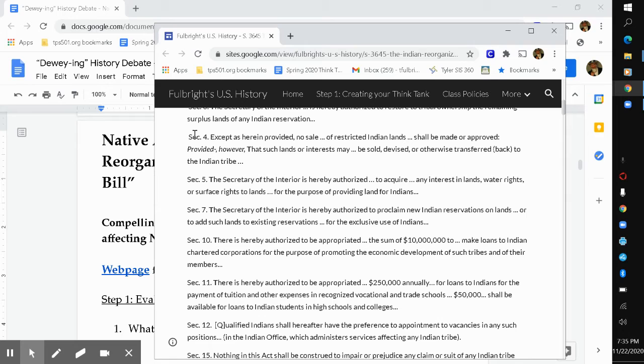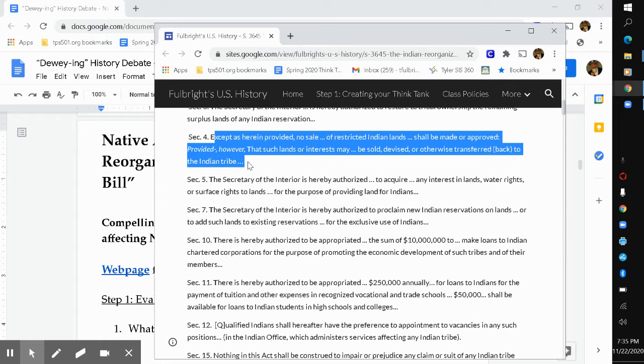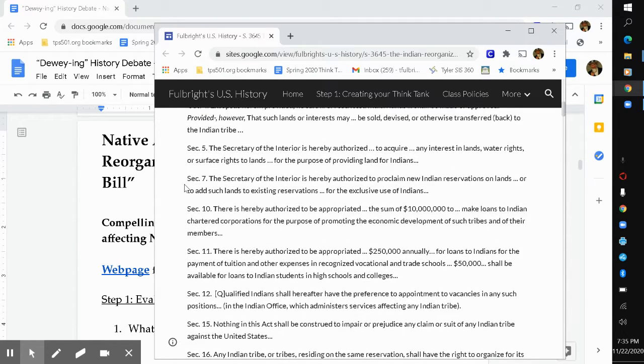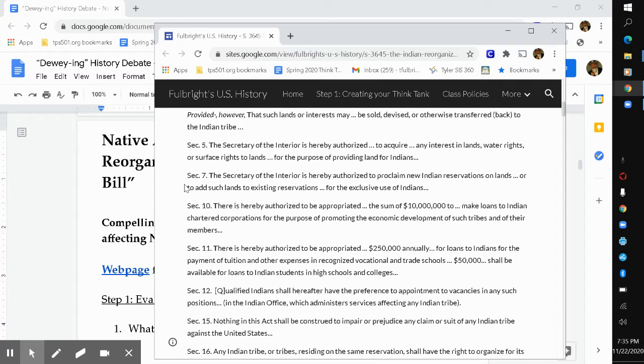Except as herein provided, no sale of restricted Indian land shall be made or approved. Provided, however, that such lands or interests may be sold, devised, or otherwise transferred back to the Indian tribe. They are not going to sell any more Native American land. So we're seeing again and again that they're trying to protect the Native Americans' land.